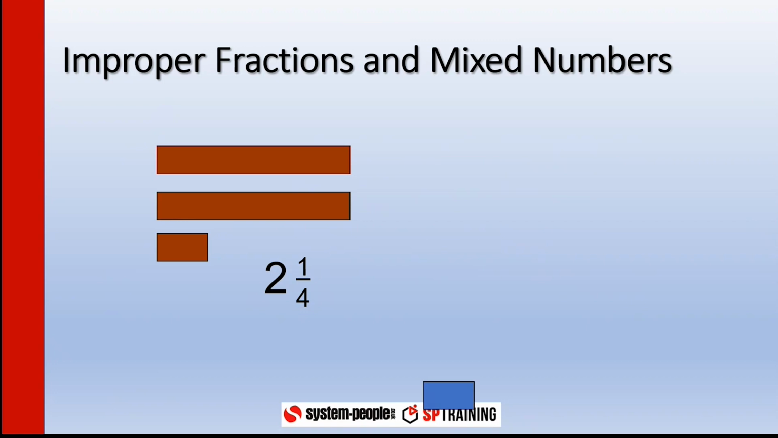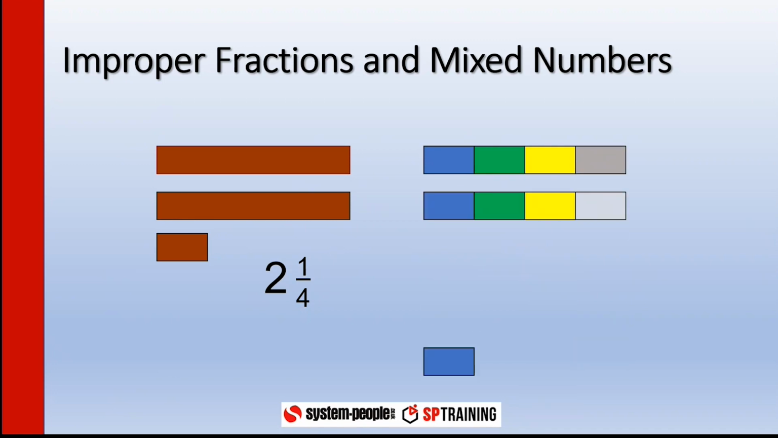The improper fraction, we used to call them top-heavy fractions, is basically getting rid of the whole number there. So as you can see here, we have got 9 quarters. And so 2 1/4 is the same as 9 quarters, or 9/4. And that's our improper fraction.